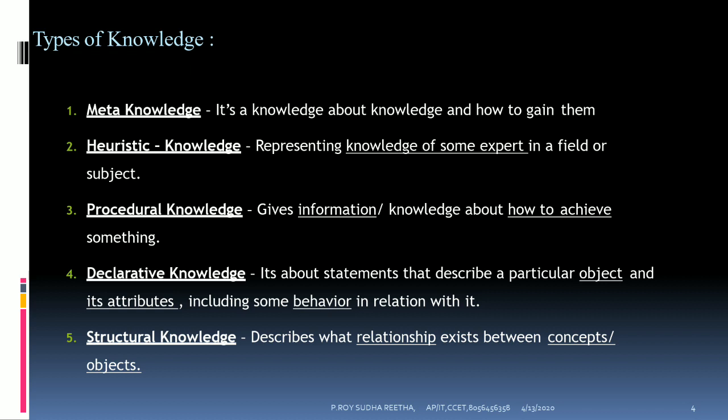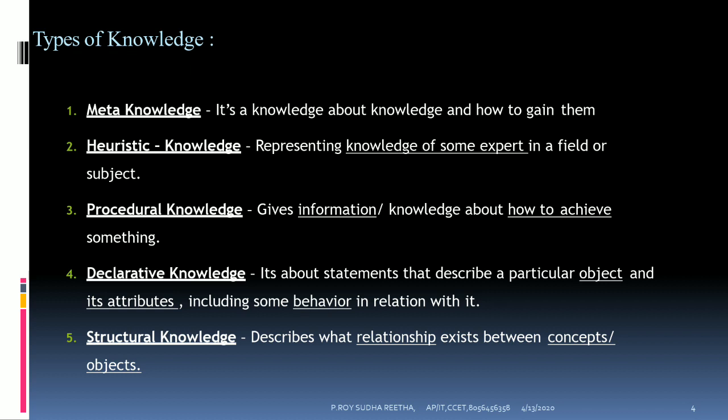The third one is procedural knowledge. Procedural knowledge is nothing but the knowledge or information about how to achieve something. It gives the procedure to achieve the goal state. The goal state will be mentioned, and we need to withdraw the procedural knowledge to obtain the solution for the given fact. That is said to be procedural knowledge.